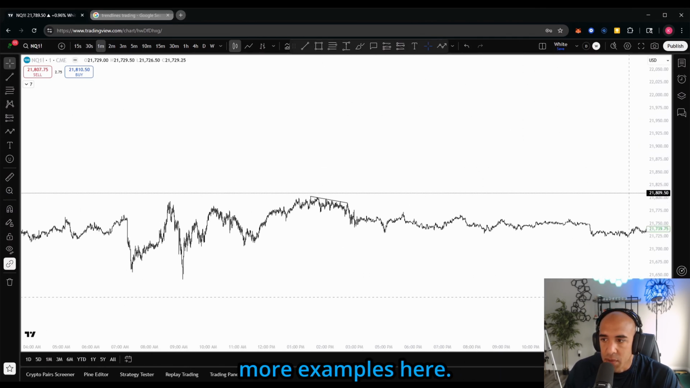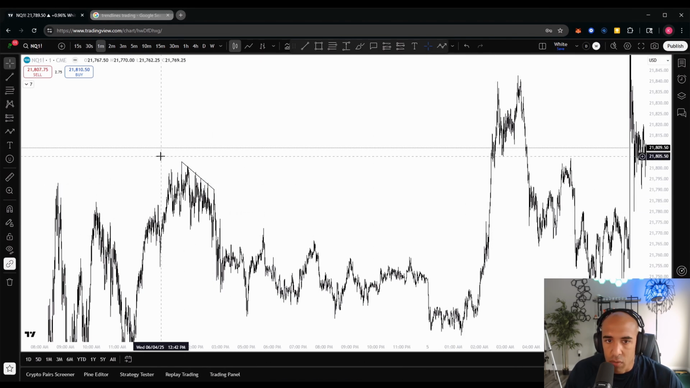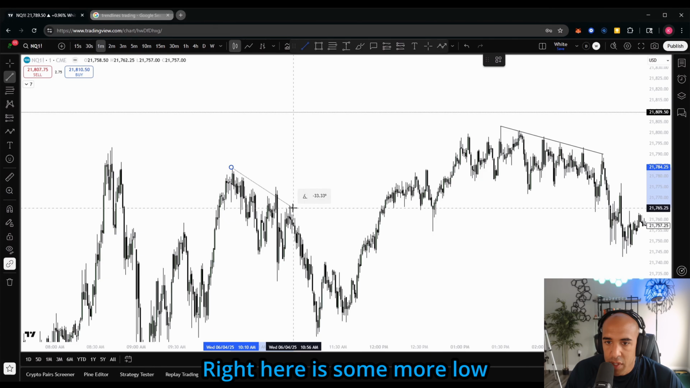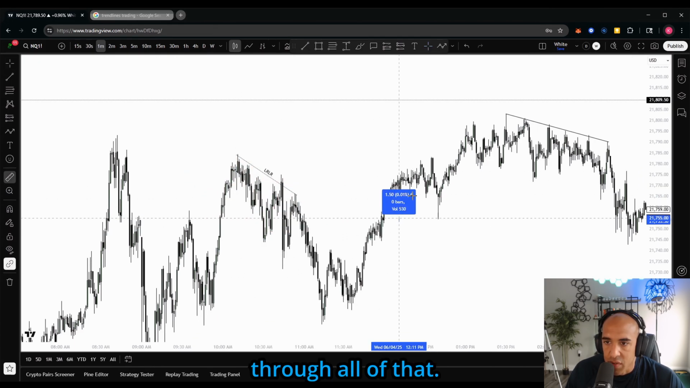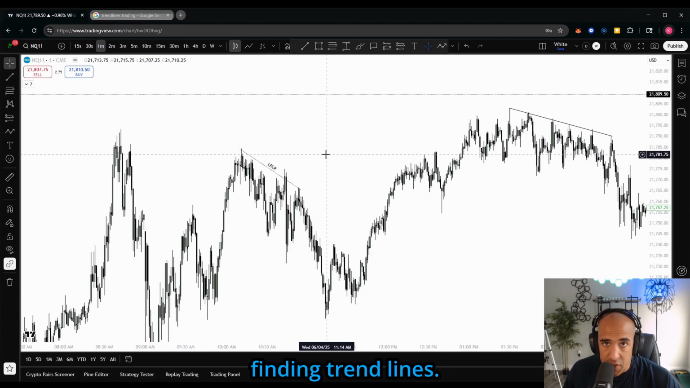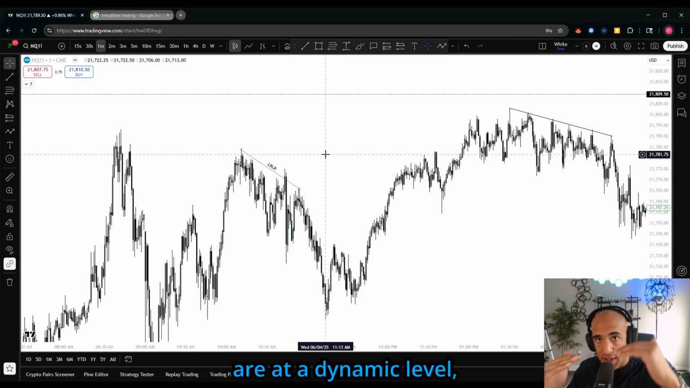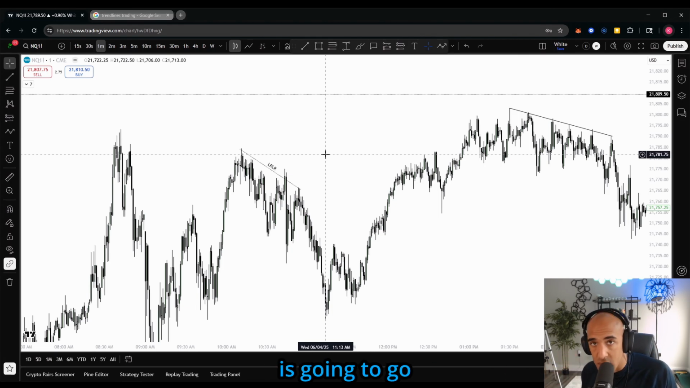Let's find some more examples here. Going back to this example, you can see price at some point eventually ran through all this liquidity. See how we shot through here? Right here is some more low resistance liquidity. And again, you can see how price eventually blasted through all of that. This is the power in finding trend lines. Not only do trend lines help you identify where support and resistance are at a dynamic level, but you can find areas in which price is going to run through later.